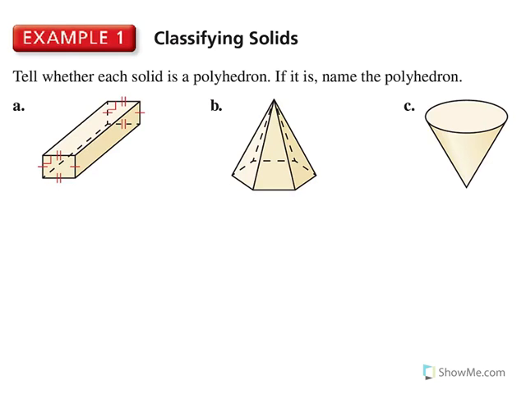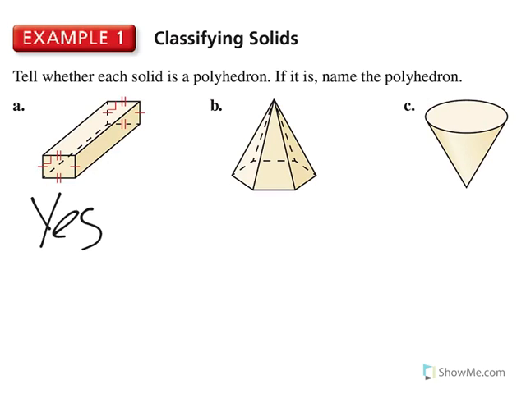And so in this first example, we just want to be able to classify them. We want to know whether or not it's a polyhedron, and then be able to name these 3D solids. So for the first one, in order to know if it's a polyhedron or not, you need to see if there's anything that's circular, or do we have all straight edges? We do, so the answer to that part would be yes, it is a polyhedron.